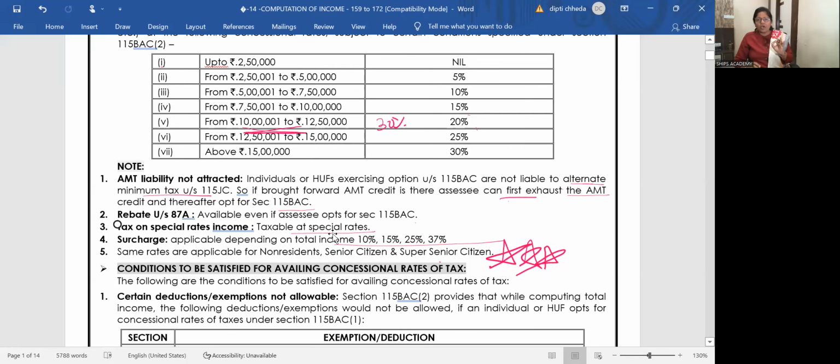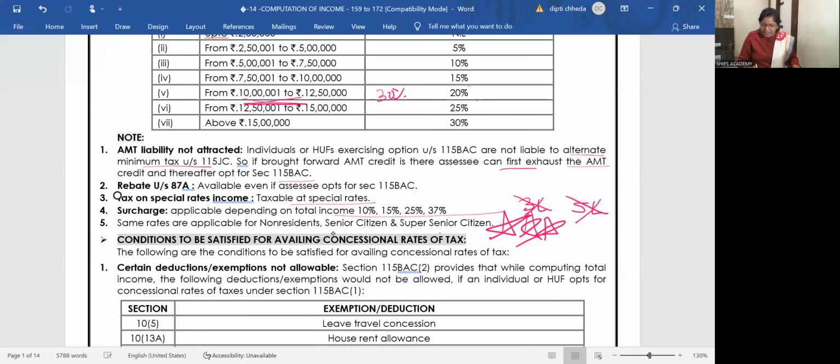Are you clear now? If you want to go for the 115BAC scheme, there is no seniority benefit of 3 lakh and 5 lakh. If you wrote 3 lakh, cross it, if you wrote 5 lakh, cross it, it is not available. For everyone it is an equal 2,50,000. But if it is long-term capital gain on shares, up to 1 lakh exempt, then 10%. Short-term capital gain on shares, 15%. That story is the same.